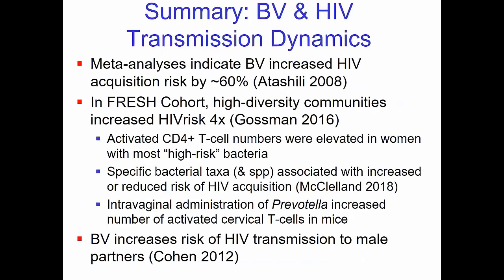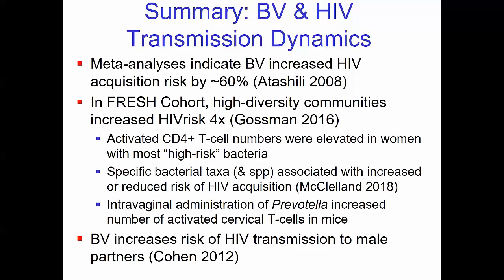Okay, so just to wrap this part up, and then I'll try to finish in about 10 minutes, I think it's pretty clear, hopefully I've made these points, that the older epidemiologic data, relying on Gram stain, Nugent score, Amsel criteria, definitely support the increased acquisition risk by about 60% in women with BV. In the FRESH cohort, the high diversity communities increase HIV risk probably about 4-fold. So pretty striking and quite a bit larger than the old meta-analysis increase, probably because you were looking at young women with very high HIV risk in general.